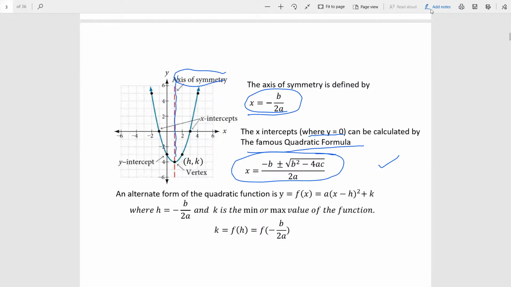There's an alternate form of the quadratic function, which is y equals f of x equals a times x minus h quantity squared plus k, where h is equal to the x value of the axis of symmetry, and k is the minimum or maximum value of the function, which you get just by plugging minus b over 2a into the function.